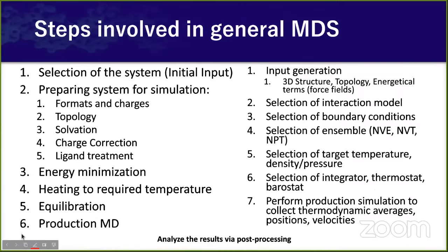The final main MD run is called the production run, in which you will be collecting the thermodynamic averages over the time that you have set in the MD simulation. And these collections will lead to a proper analysis and calculation of many different properties for the given system. Okay, so these are the very generic steps, and we are going to go through all of these steps for a given system.